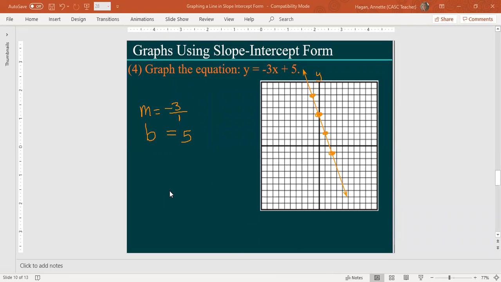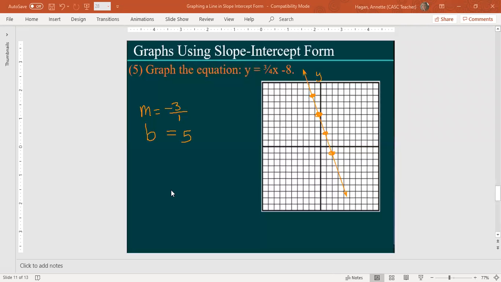Okay. The next one I want you to try is number 5. I want you guys to try y equals 3/4 x minus 8. I'm going to pause the recording. I want you guys to try this one by yourself.